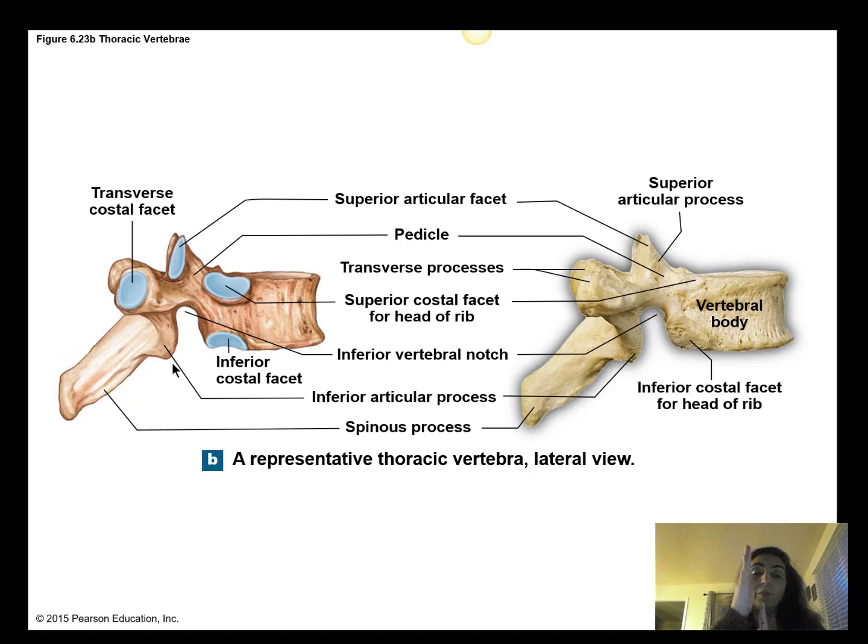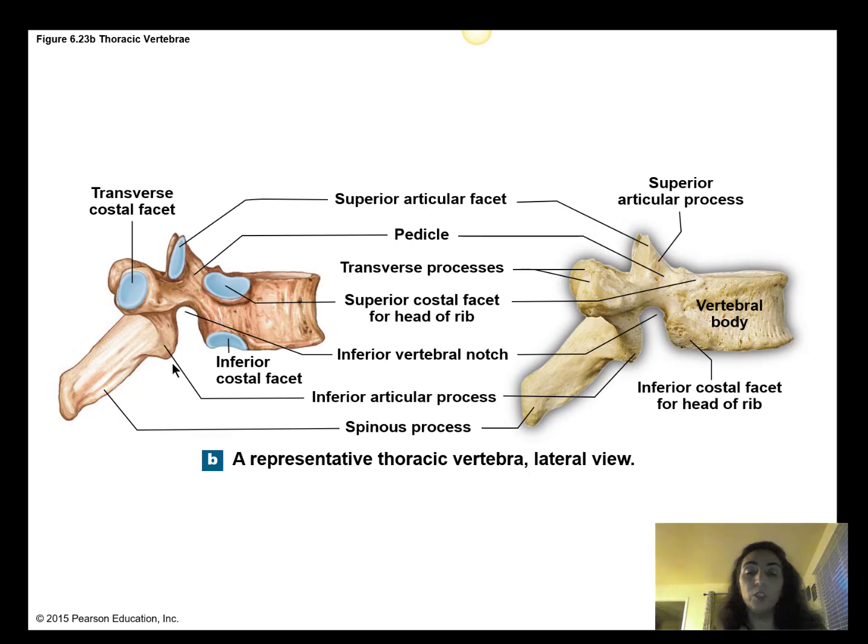For example, for the thoracic area, in this view where you see the anterior here and posterior here, they're located like here and here, compared to the lumbar area where they are located like here, medial and lateral. These are anterior and posterior. For the lumbar, they are medial and lateral.